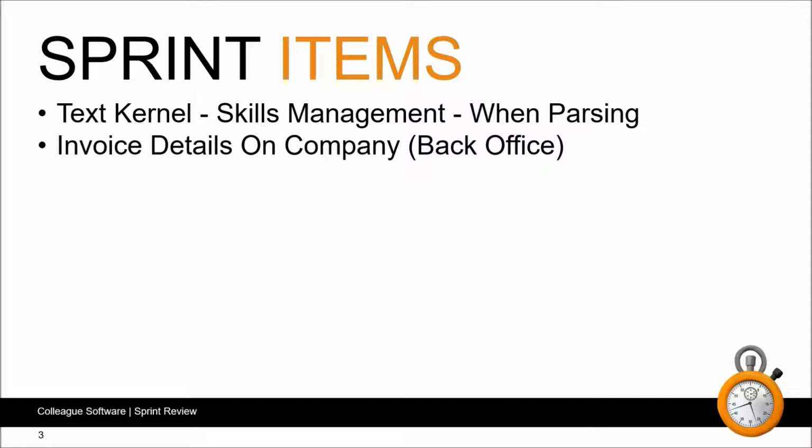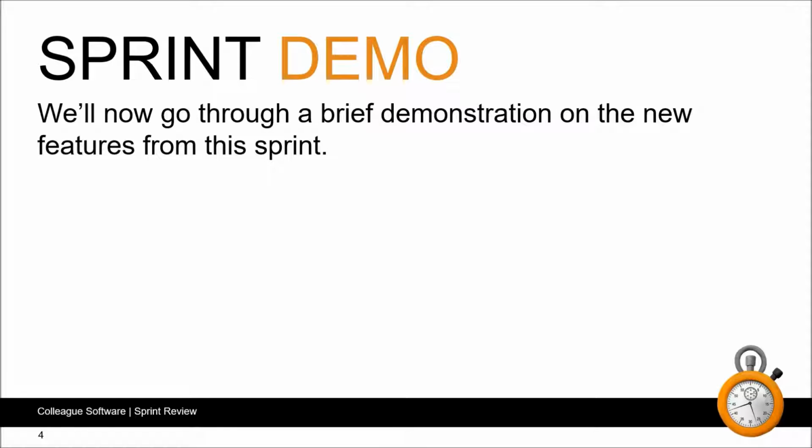The other key component which has been delivered is the invoice details page on the company record. This is part of our back office project and the second of 3 stages before we can announce back office integration as a component to Colleague 7. We'll now go through a brief demonstration on the key features from this sprint.